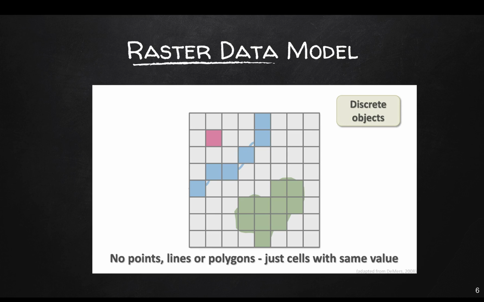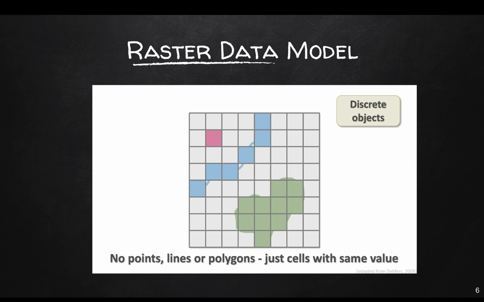But let's go back to the river. Notice that three cells have just a tiny portion of the river going through the cell. This is referred to as the mixed pixel problem. And so the question arises, should the cell be given the value of the river or not?